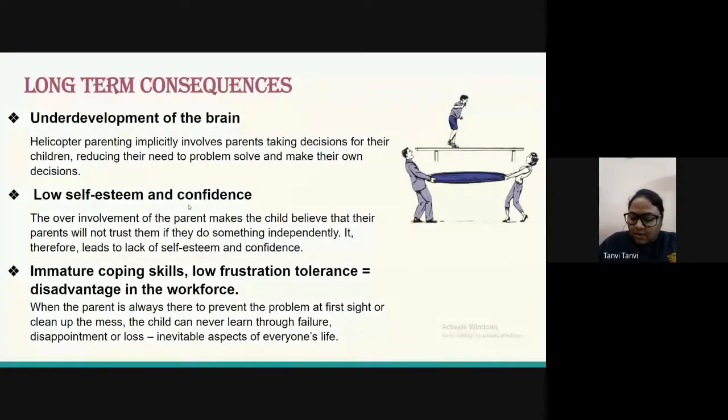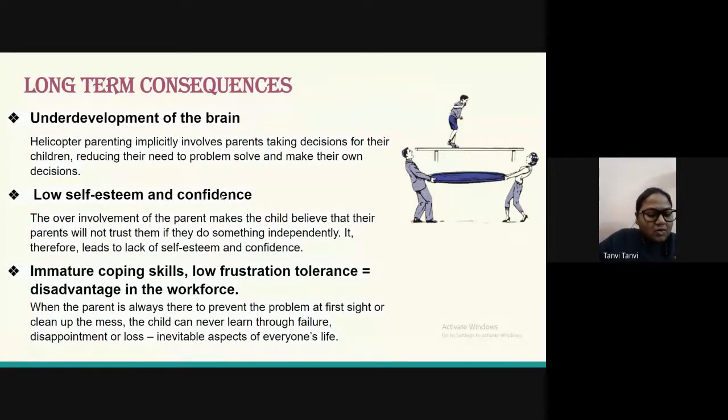Now, some long-term consequences. First one is underdevelopment of the brain. The area of the brain that deals with these components is housed in the prefrontal part of the brain. This part is found to be fully developed only at 25 years of age. This increases the connectivity and effectiveness of this part of the brain. Having this type of parents could hinder a child's ability to develop problem solving and decision making.